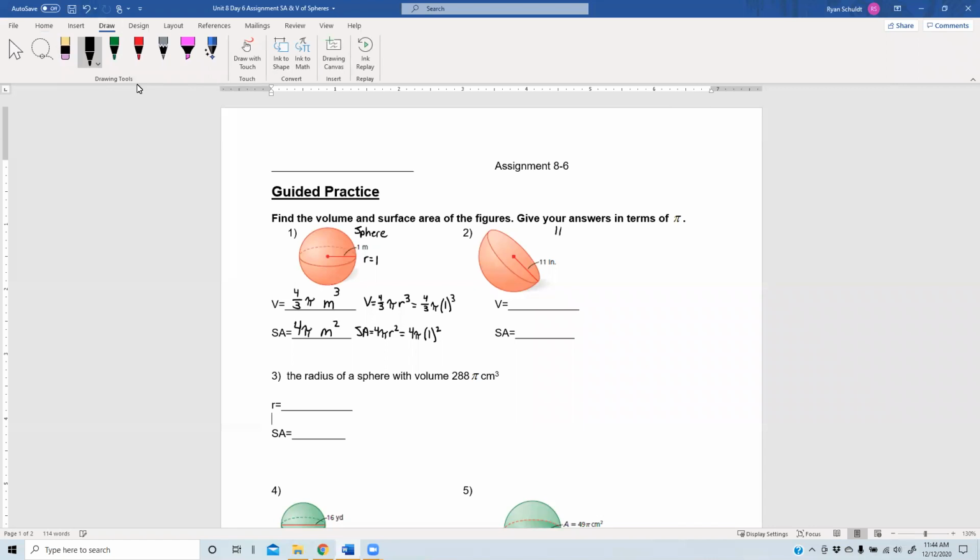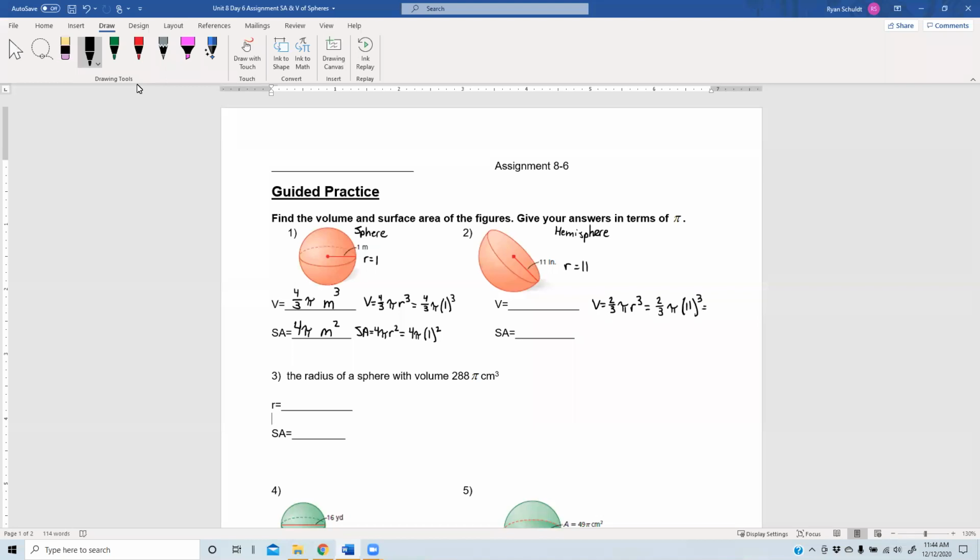Number two is a hemisphere. So we'll have to use the formulas for a hemisphere to solve this one. Which for volume, that's just going to be, instead of 4/3, we'll say 2/3 pi r cubed. Now if we look at the picture, the radius is 11. So we say 2/3 pi times 11 cubed.